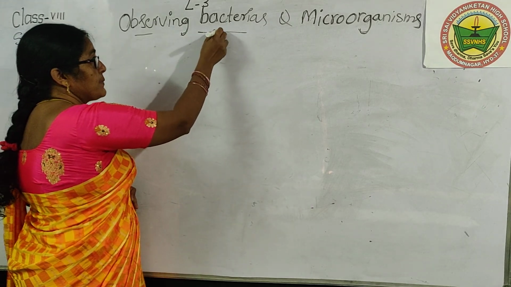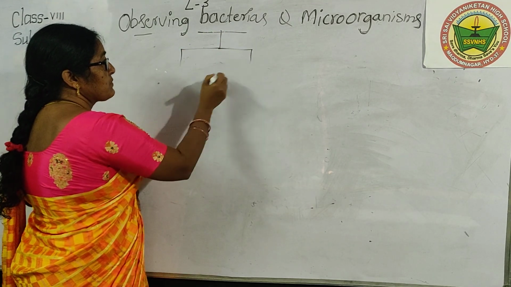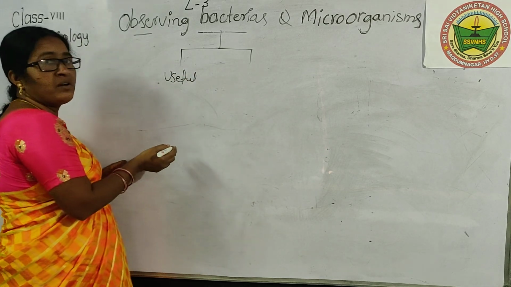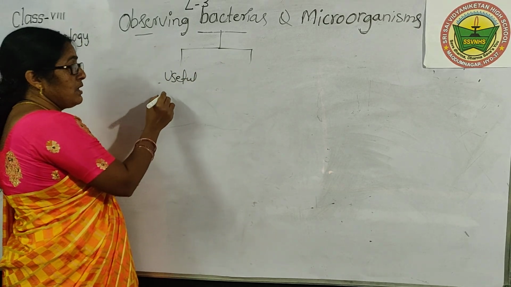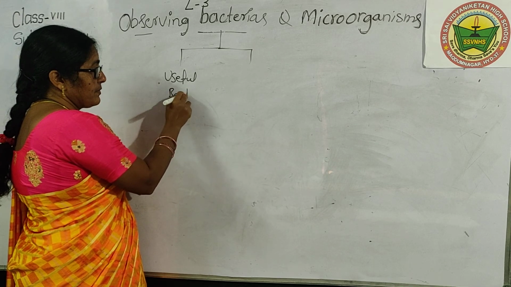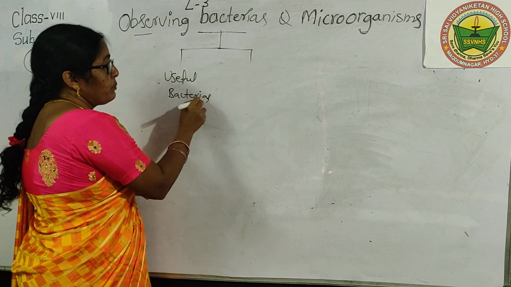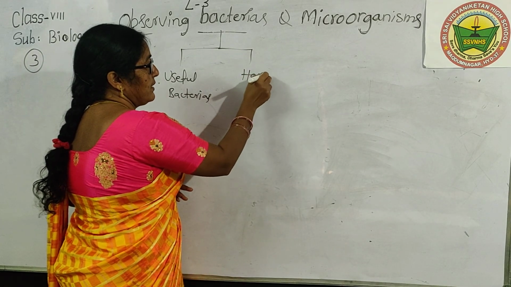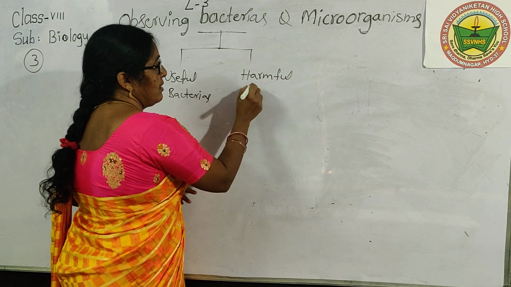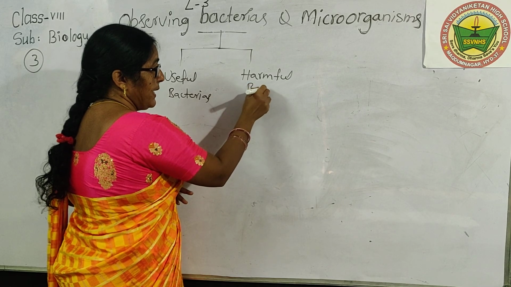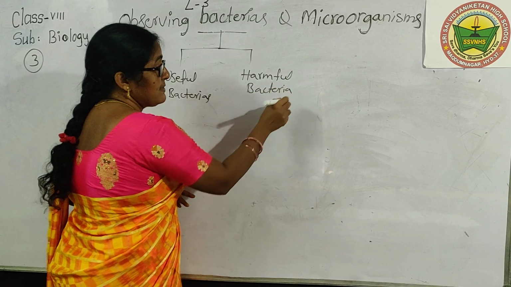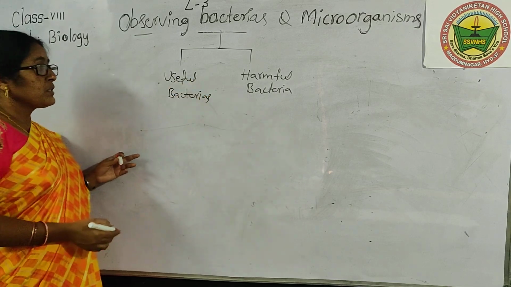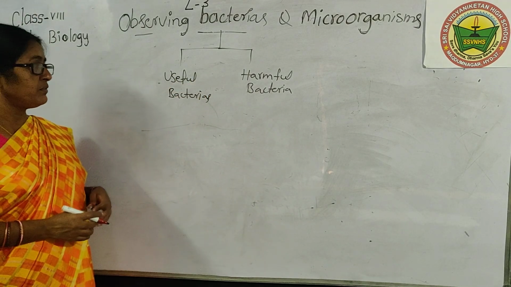Bacteria are of two types. What are the two types? Useful and harmful. One group of organisms belongs to useful bacteria, and another group of microorganisms are harmful bacteria. Here we are observing bacteria. So in bacteria, there are useful and harmful ones. Useful bacteria are used in our daily life.